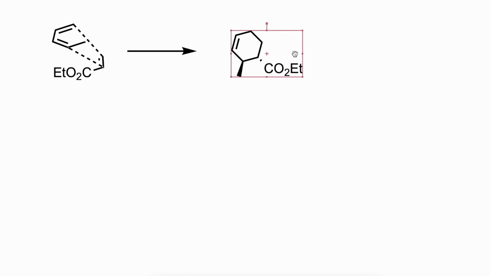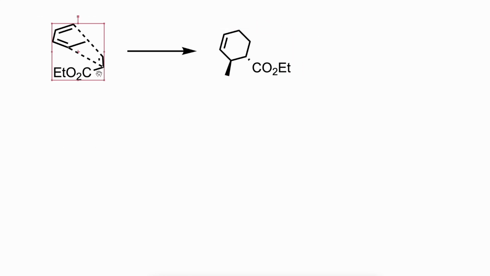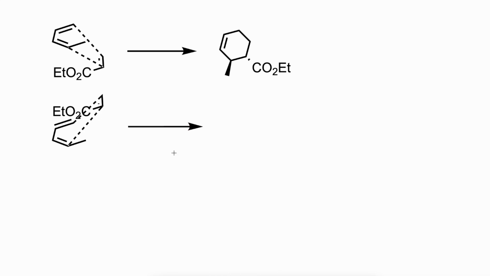But now, if there is nothing impeding the olefin to access the diene from below or from above, the reaction will also give us a racemic product, that is, a mixture of enantiomers.